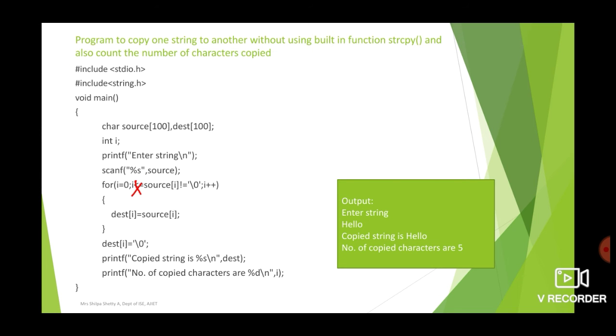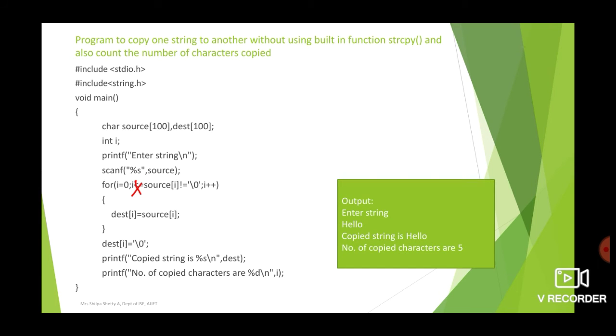So for i = 0, source[i] != '\0'. When you write a string name not equal to the null character, it simply means till you reach the end of the string, because when you reach the end of the string you will get the null character. So i = 0, source[i] != '\0' means from the beginning till the end of the string, i++.